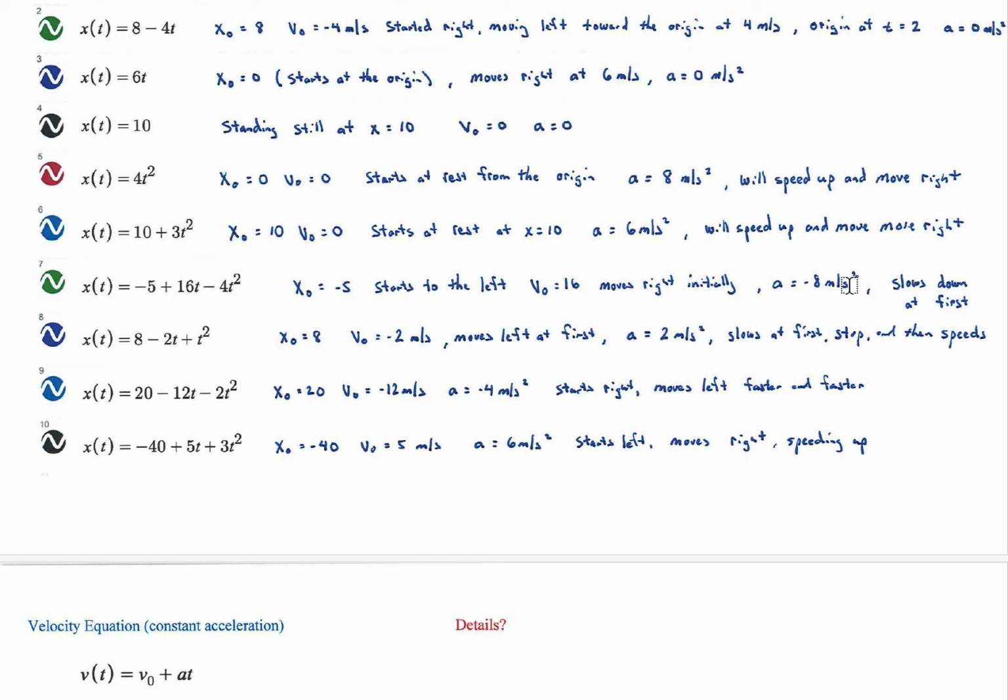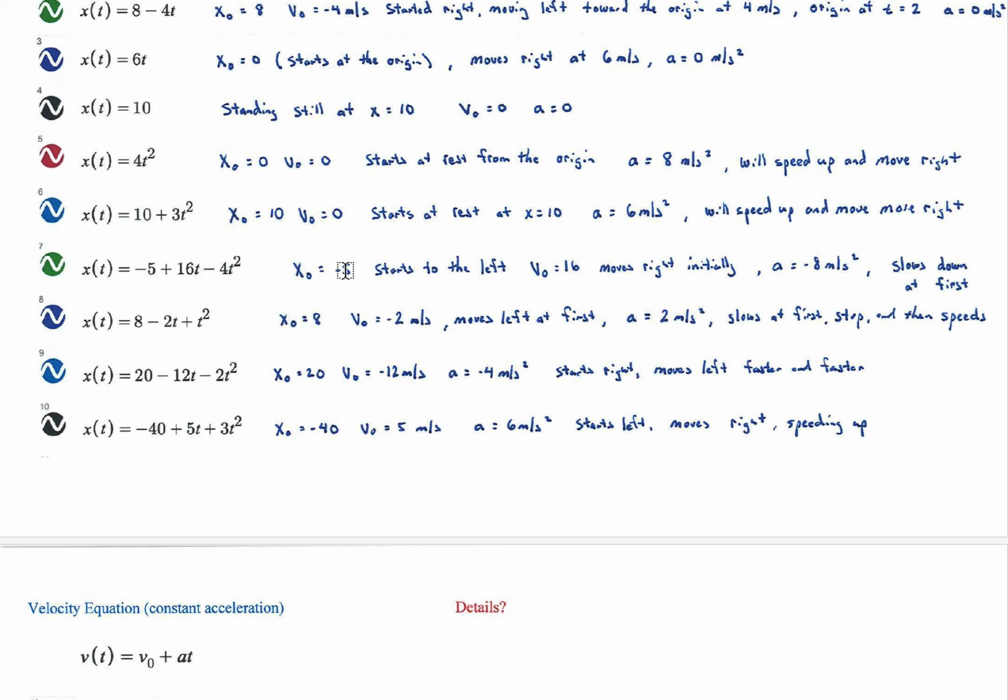Now, if we are interested in where it was located and all those things, well, then that's the whole point of having the position equation. We could just plug in those times here to figure out where it was located at 2 seconds. Okay? Start at -5, starts moving to the right, slows down and stops, but then actually speeds up as long as it continues to do that acceleration.